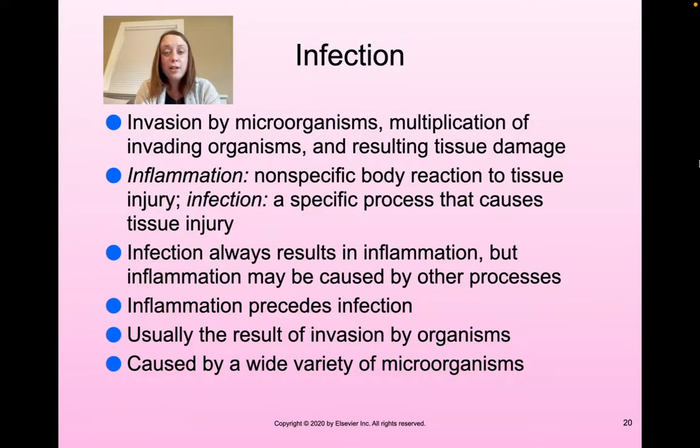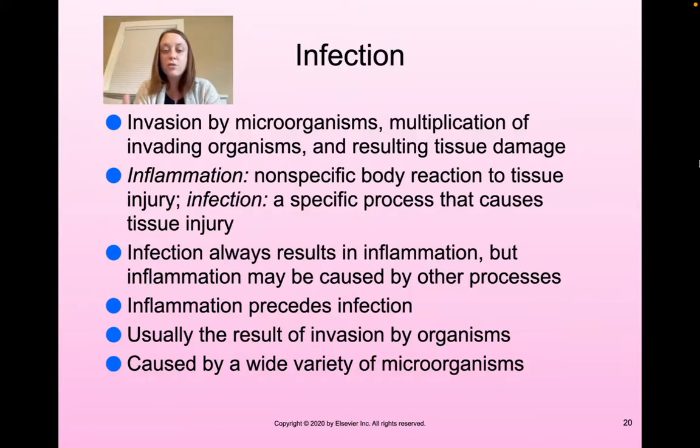Let's differentiate between inflammation that we've been talking about and infection. So, infection is invasion by microorganisms. Okay, it's multiplication of those organisms that then causes tissue damage. But inflammation is just a non-specific body reaction to tissue injury. So, inflammation is how the body responds to tissue injury, whether that be from a wound or trauma or if it's from infection. Whereas infection is a specific process that causes tissue injury. So, infection causes injury, inflammation is a response to the injury.